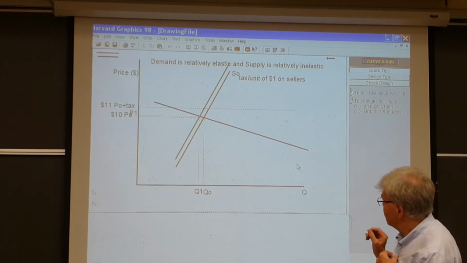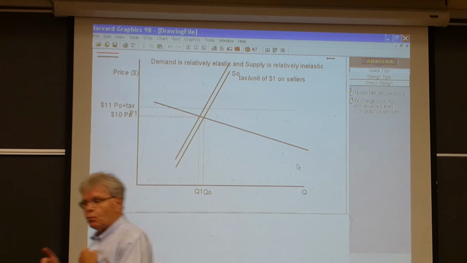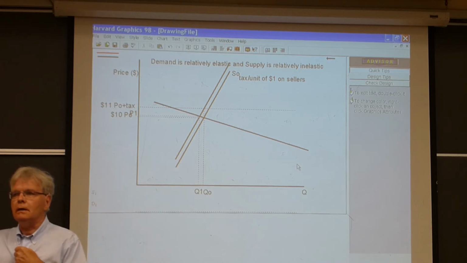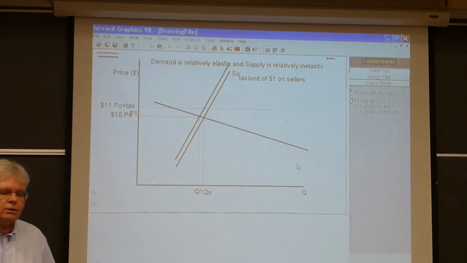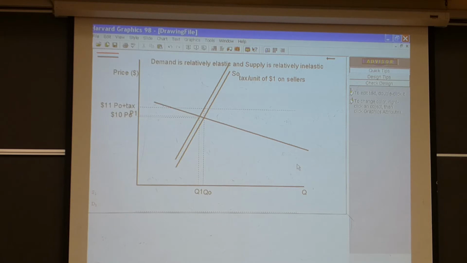Okay. So, the buyer's share is where? Erica? P1 minus P0. The buyer's share is this. It's the share that the buyers pay of the tax as determined by how much more the price goes up for them. Right? So basically, show it in some fashion or another that's very clear.